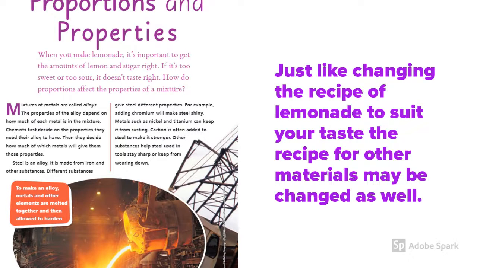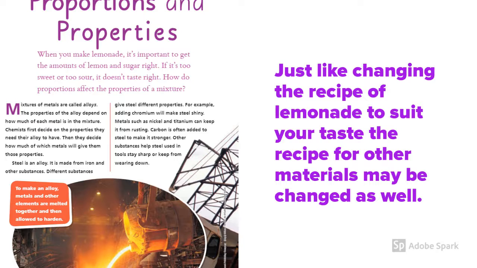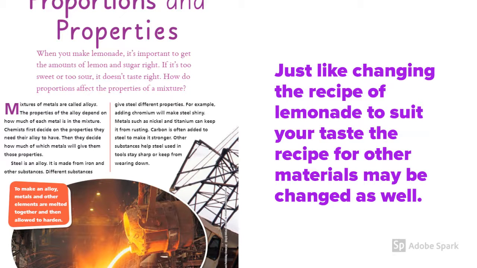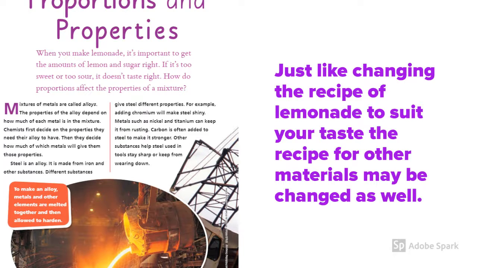Page 620, proportions and properties. When you make lemonade, it's important to get the amounts of lemon and sugar right. If it's too sweet or too sour, it doesn't taste right. How do proportions affect the properties of a mixture? Mixtures of metals are called alloys. The properties of the alloy depend on how much of each metal is in the mixture. Chemists first decide on the properties they need their alloy to have. Then they decide how much of which metals will give them those properties.